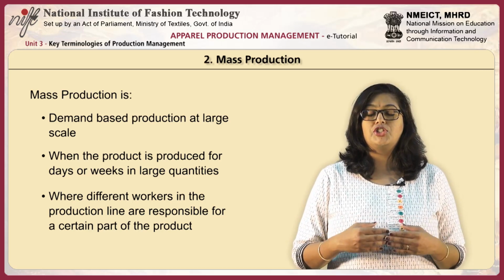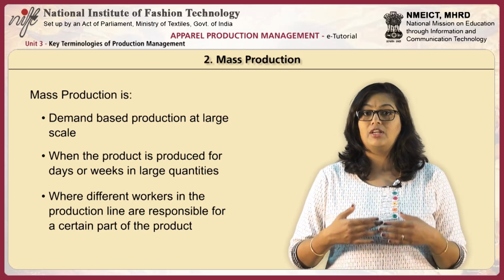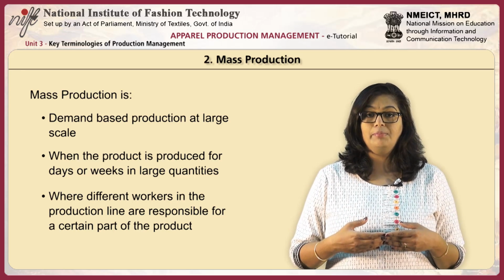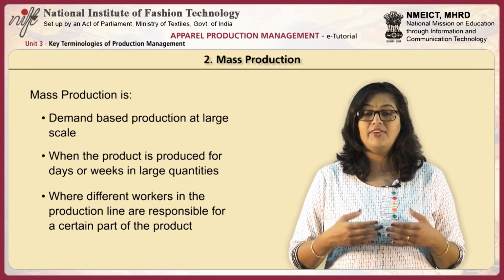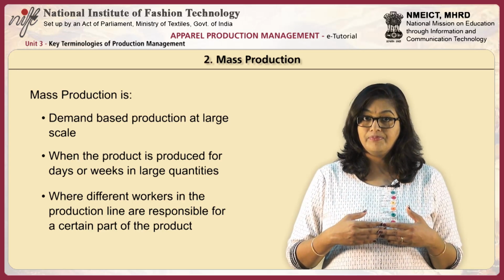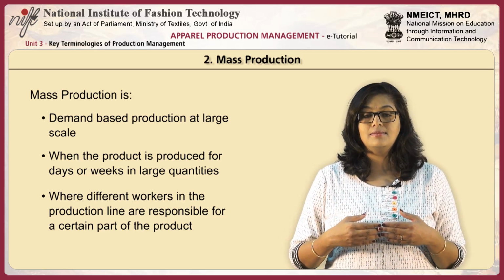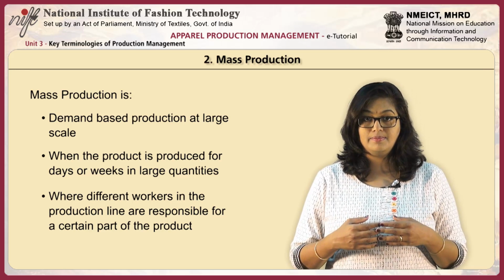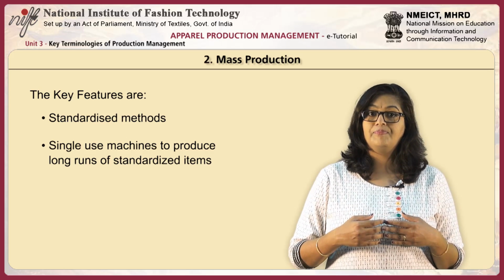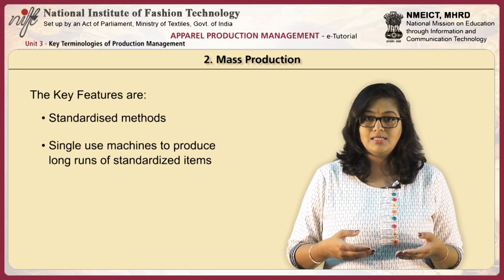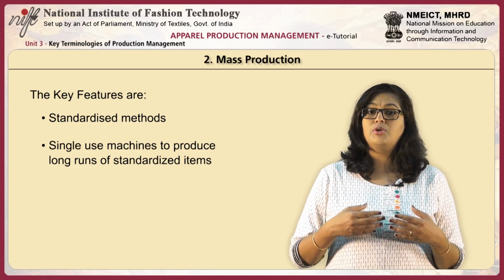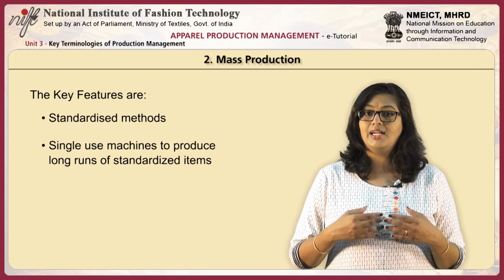Different workers in the production line are responsible for certain parts of the product. Key examples of mass production would be garment manufacturing, yarn or fabric manufacturing, pharmaceuticals, and automobiles. The key features of mass production are standardized methods, single-use machines to produce long runs of standardized items.